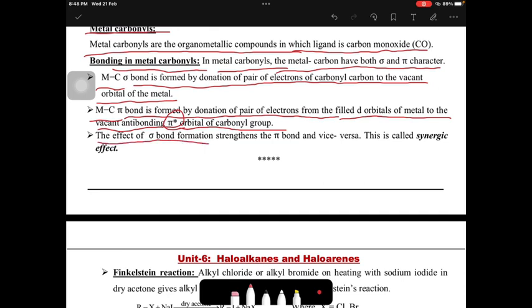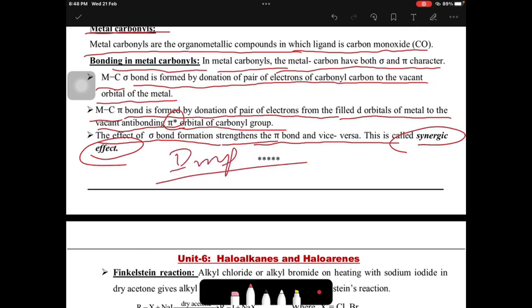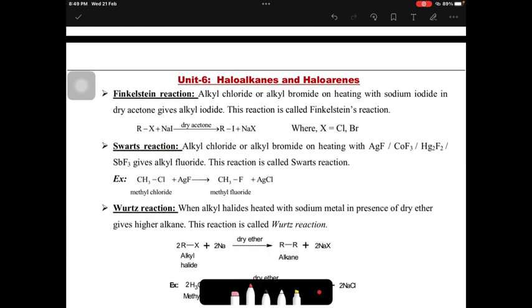The effect of sigma bond formation strengthens the pi bond and vice versa. This is called the synergic effect. Important: synergic effect. Next, sixth chapter, haloalkanes and haloarenes. Few important points only will be discussed.